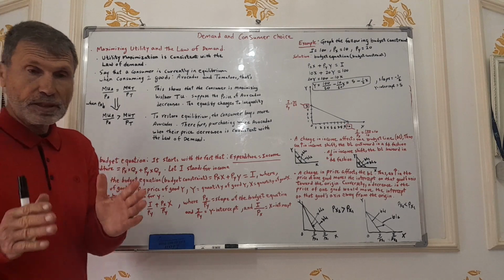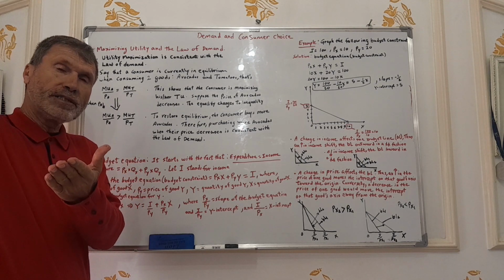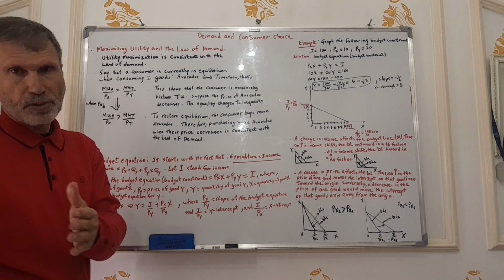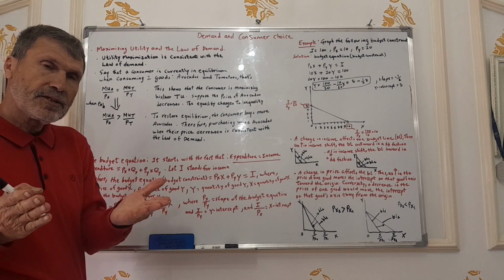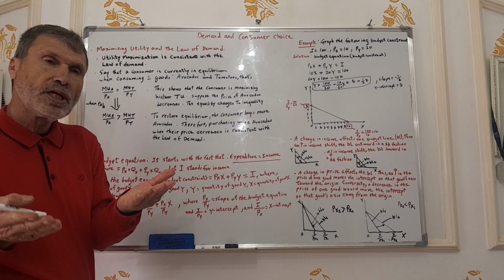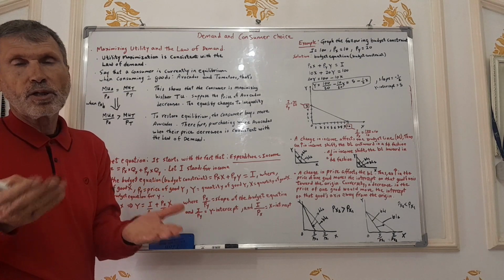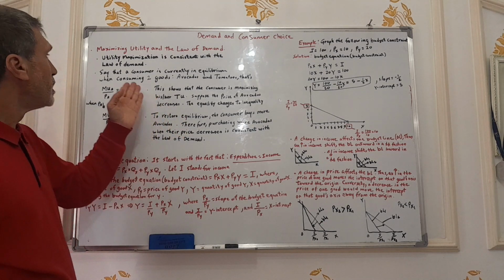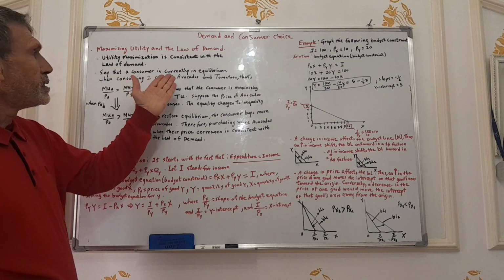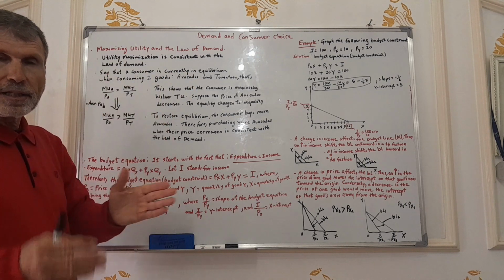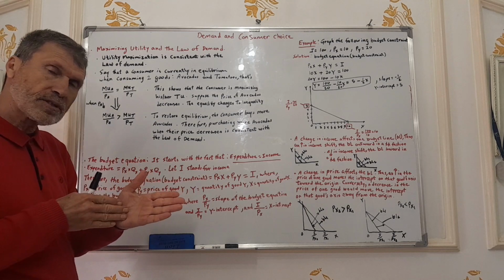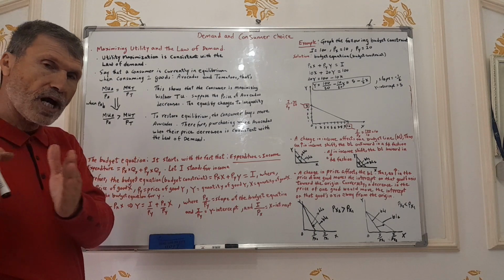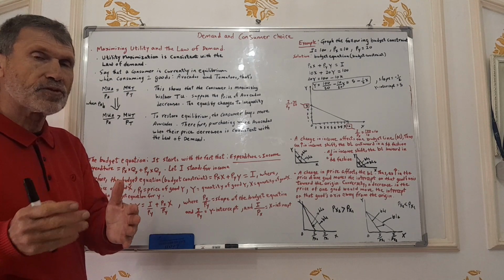the law of demand. You remember, the law of demand says the higher the price of a good or a service, the lower is the quantity demanded, ceteris paribus. Now, we're going to see the relationship between utility maximization and the law of demand. Let's say that a consumer is currently in equilibrium, consuming two goods, avocados and tomatoes, where A stands for avocados and T stands for tomatoes.